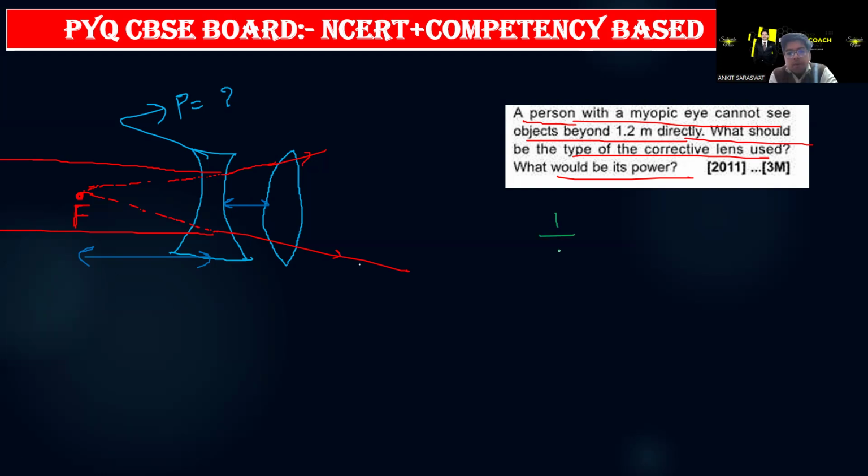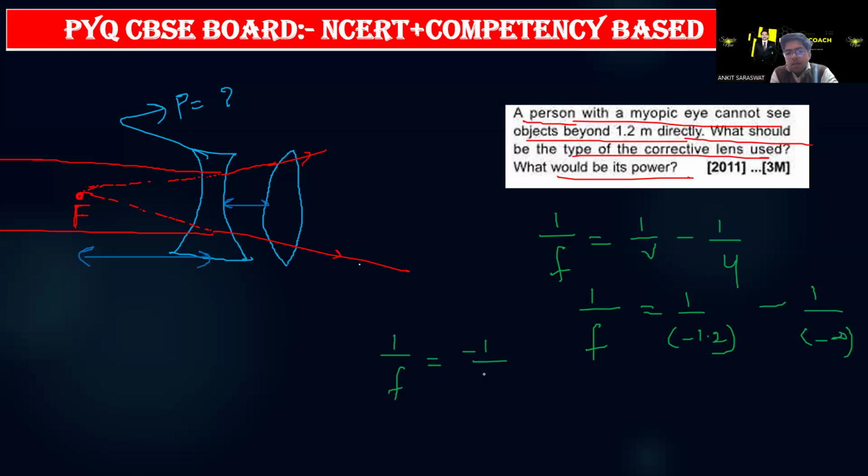So apply the formula 1 upon f is equal to 1 upon v minus 1 upon u. So v will be what? Minus 1.2 meter. u will be minus infinity. Okay, so 1 upon f is equal to minus 1 by 1.2. 1 upon f is the power. So power is equal to minus 1 upon 1.2.